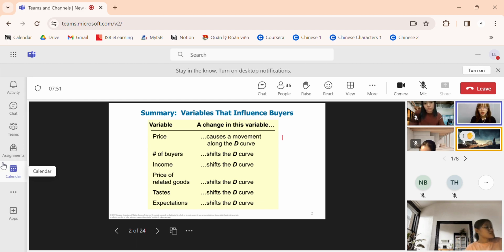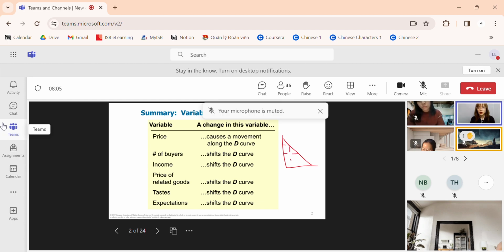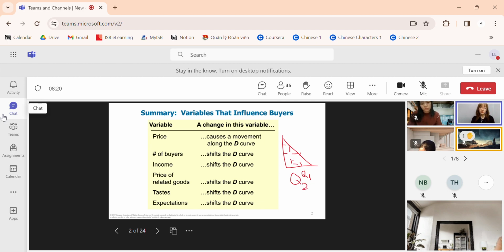So for the price, what I mean is that when you change the price, it is just a movement along the curve. When you raise the price, QD will be smaller. When you lower the price, QD will be bigger. So you can see we have a movement of Q from Q1 to Q2, right? At the higher price, but it's still on the same demand curve. See that?